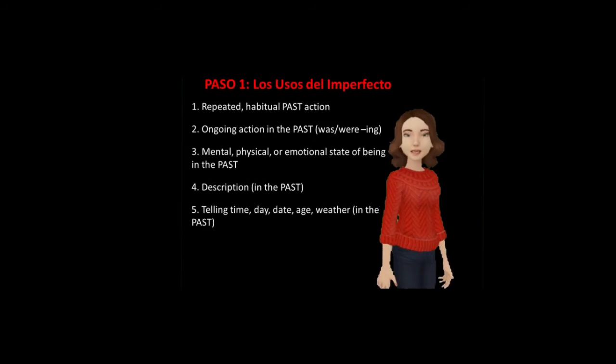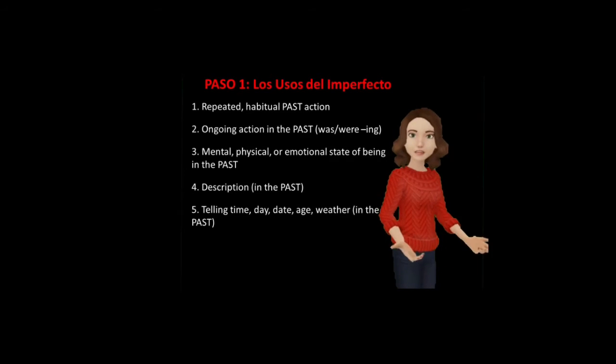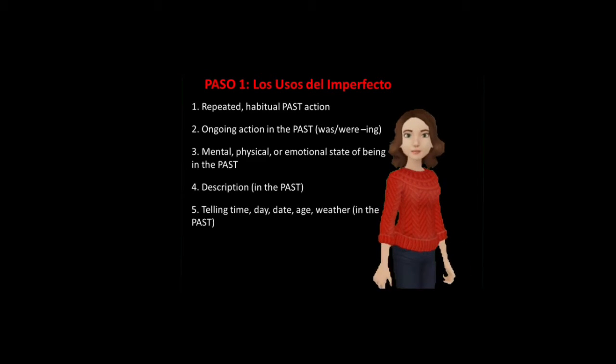The imperfect tense is also used when you are making descriptions about time, such as telling what time of day it was, describing the day, stating the date, talking about someone's age, and also making descriptions about the weather. Remember, in Spanish, when we talk about age, we use the verb tener.